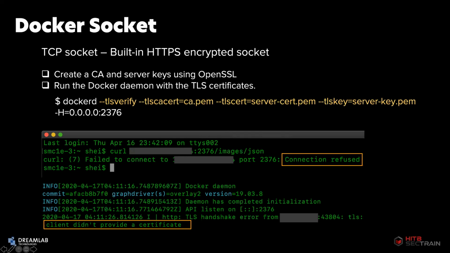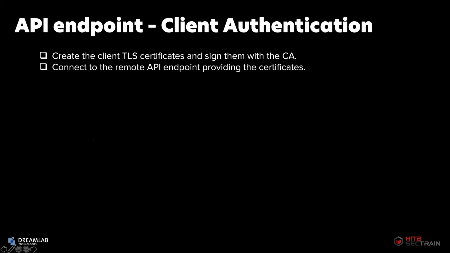But of course, now we can see in the picture that a remote connection is refused because we need to provide a certificate. So on the client side, we need to create certificates for the user. And those certificates need to be signed by the CA, right? And as a user, we have to provide the certificates in every API request.